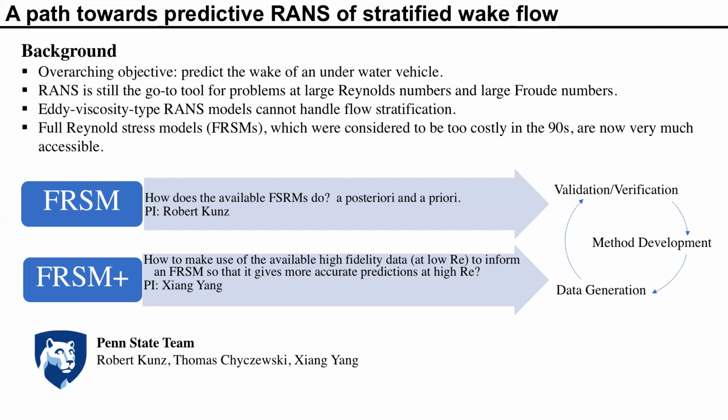My work, on the other hand, answers this question: how to make use of the available high-fidelity data at low Reynolds numbers to inform an FRSM so that it gives more accurate predictions at high Reynolds numbers. The two of us work very closely in terms of validation and verification, method development, and data generation. While I'm not going to show his work here, we also work very closely with Tom at ARL.